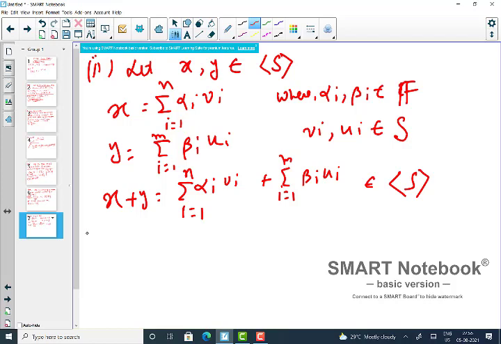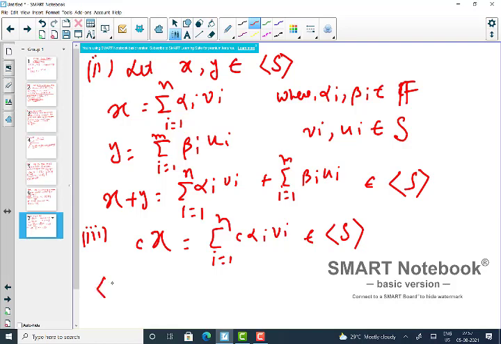Similarly it is true for the scalar product. Multiply a scalar c with x, this will be summation c alpha_i v_i, i equal to 1 to n. So this is also an element of span of S again. So what does that mean? That means this span of S is a subspace of V, right? That is clear from here.